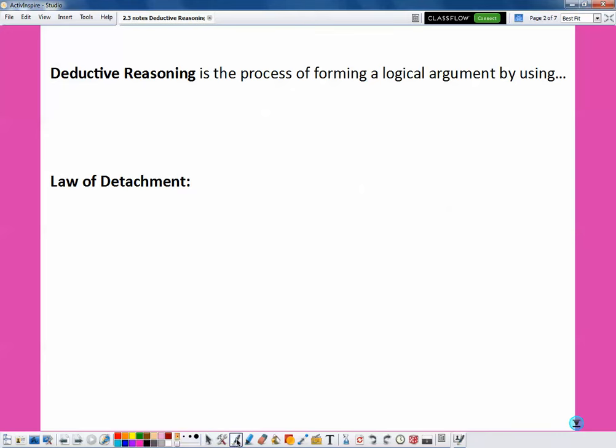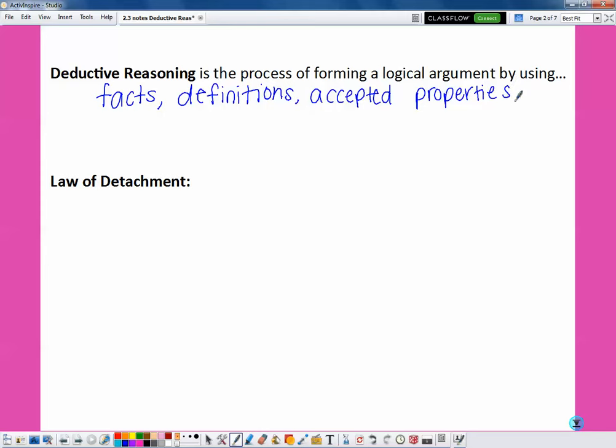So let's recall from our first notes of this unit that deductive reasoning is the process of forming a logical argument by using facts, definitions, accepted properties, theorems, or postulates in a logical order.